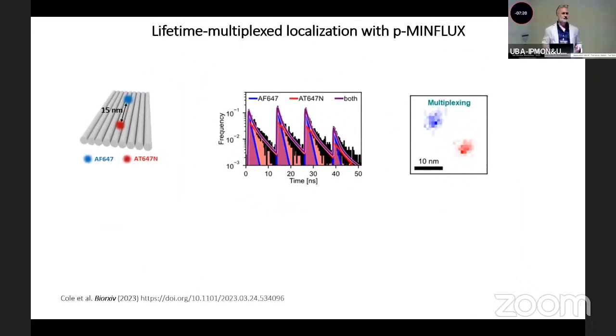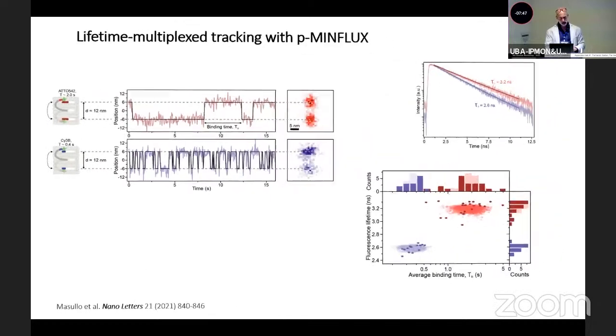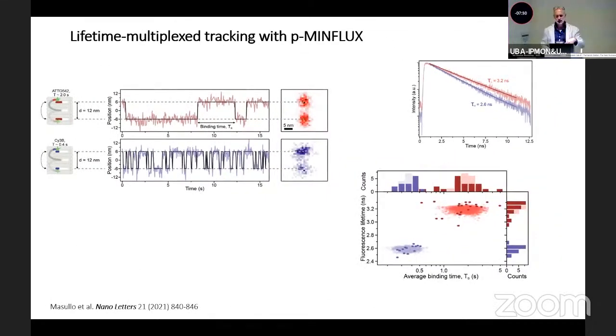And here I show you some examples of what you can do with this. So first thing you can do, of course, is to multiplex by lifetime. So here you see DNA origami with 2 fluorophores that are spectrally identical, but they have different lifetime. So now we can fit this with a 2 exponential, and we can determine the intensity of each one, and now we can localize the individual fluorophores with the same color, just by lifetime multiplex. Okay, that's very simple.